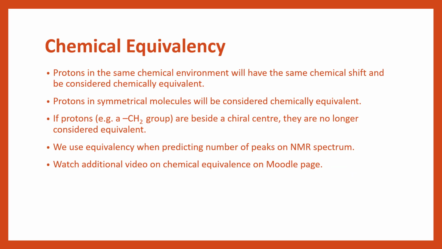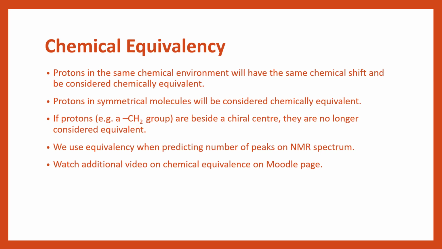Another thing we need to take into consideration when we're looking at our NMR spectra is something called chemical equivalency. This is basically identifying within a molecular structure which hydrogens are in the same chemical environment. If they're in the same chemical environment, they're going to have the same chemical shift on the NMR spectrum, and therefore they become known as chemically equivalent. A few key points here: protons in a symmetrical molecule are typically going to be considered chemically equivalent because they are in similar chemical environments.